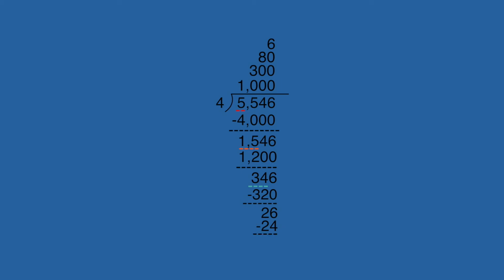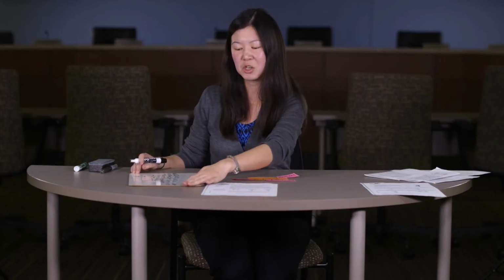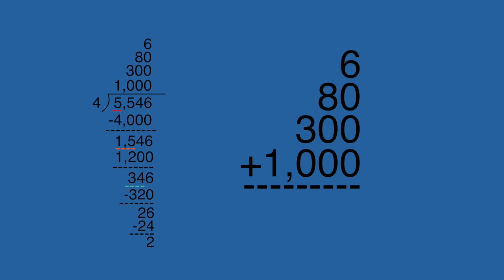And there are 2 leftover puppies that we can give to one of the stores. We can interpret that remainder how we would like. But the important thing with the expanded notation method is that the last step is then to write our quotient as one number in standard form. So 1,386 with our remainder of 2.